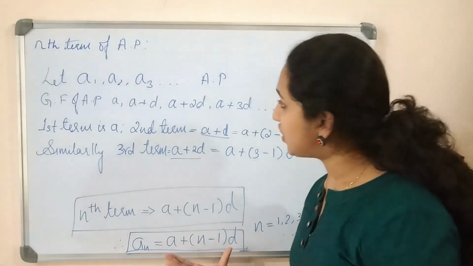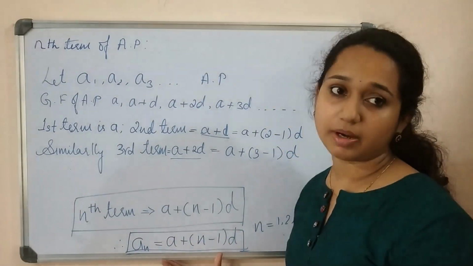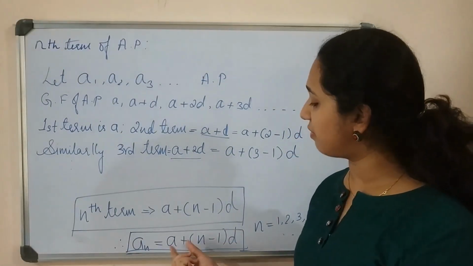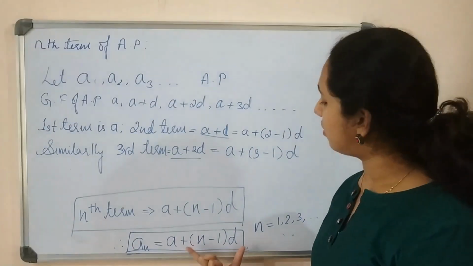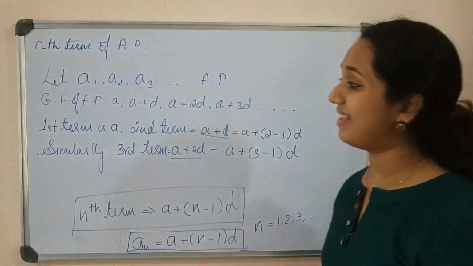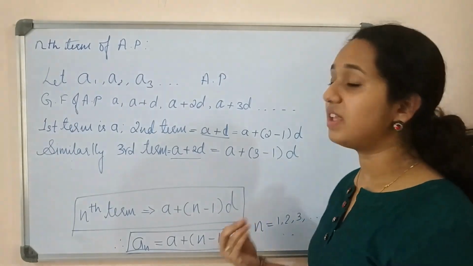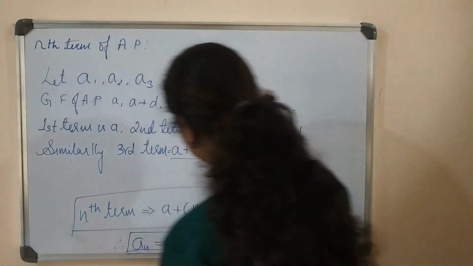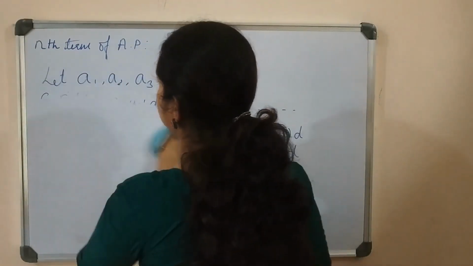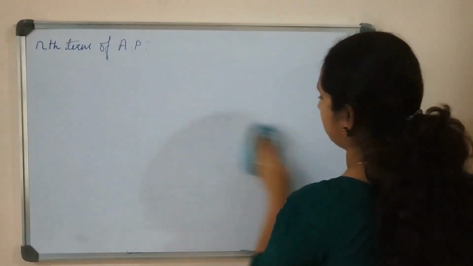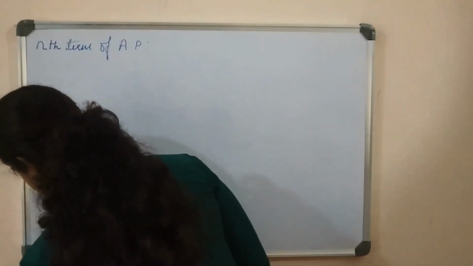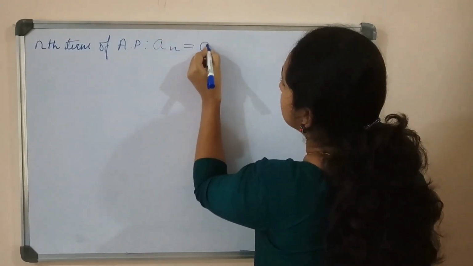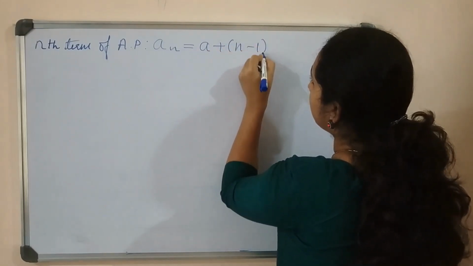So now this is the nth term of the arithmetic progression. We will represent the nth term as an, and it is a combination of the first term and the common difference. Now this is the formula for the nth term. Now let's see how to solve problems to find the nth term of the arithmetic progression. So we know the nth term an is equal to A plus (n minus 1) into D.